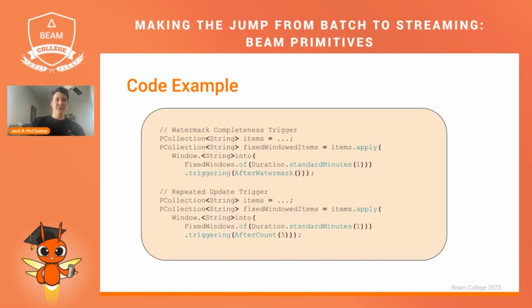Here's a quick code example of this, for watermark completeness and repeated update. Of course, because you're dealing with triggers, you have to have things windowed. So in the watermark completeness case, you apply a window-into transform, and then also apply triggering so that after the watermark, it materializes that output. In the repeated update trigger case, this configuration is doing the same thing, with the same fixed windows, but instead of triggering after the watermark is complete, it's going to trigger every 5 elements. So you get 5 more elements in, and you re-emit the pane.